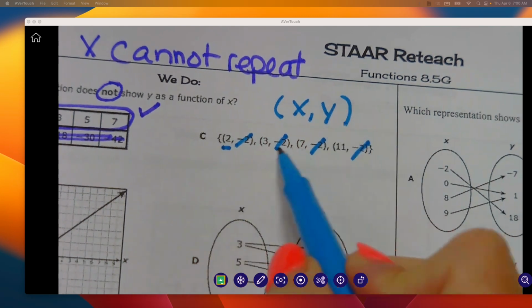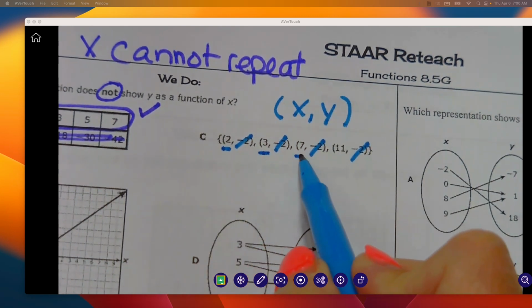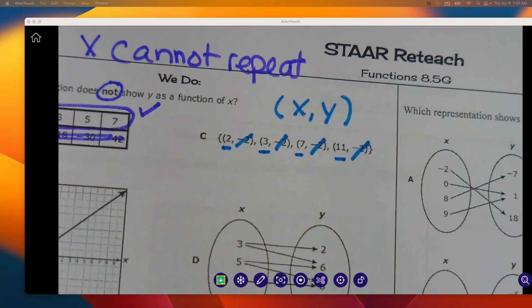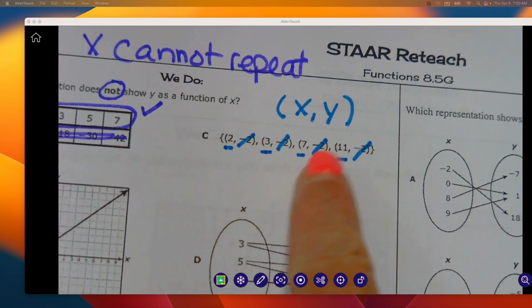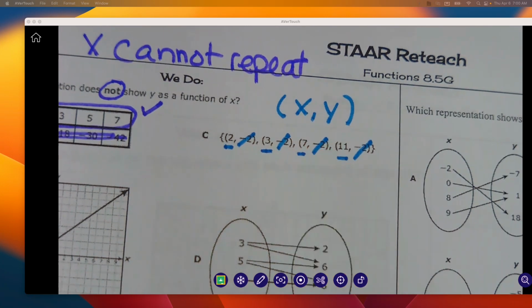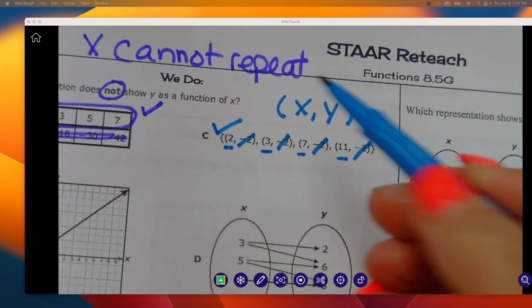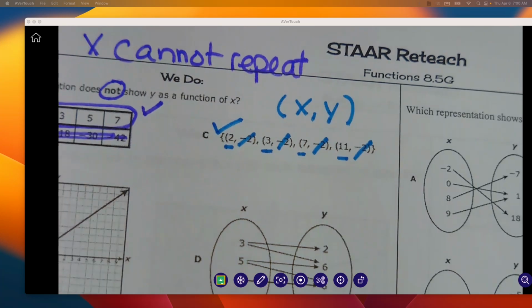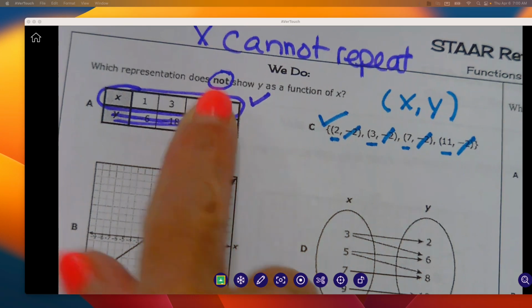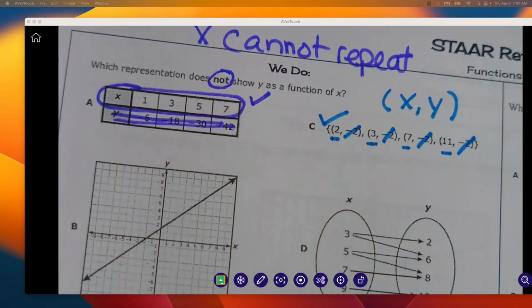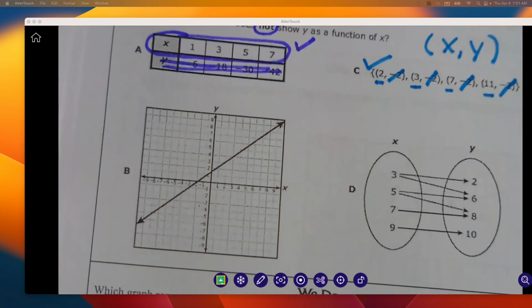So we have 2, we have 3, we have 7, and we have 11. Okay, we're going to ask ourselves, do any of those repeat? Okay, no, none of those x's repeat. Since the x doesn't repeat, yes, this is a function. So I'm going to check that one off. Remember, again, we're looking at the one that is not. But before we answer any of these, we're looking at all the answer choices.